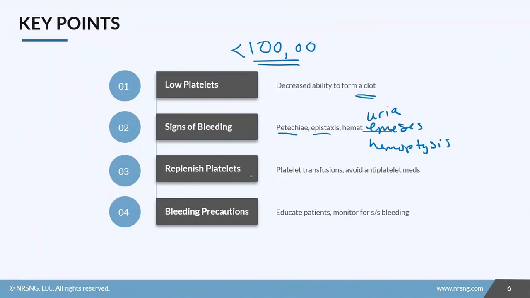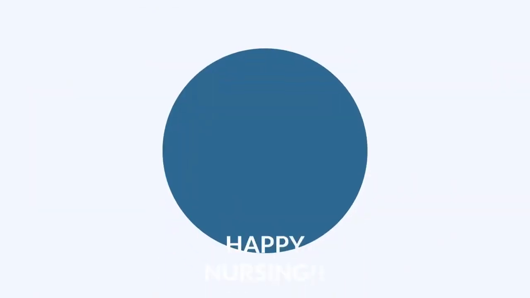We want to replenish their platelets, give them platelet transfusions, and avoid those antiplatelet medications like aspirin, clopidogrel, and heparin. And then we want to monitor for bleeding, put the patient on bleeding precautions, and make sure they know what to do and when to report signs of bleeding to their provider. So those are the basics for thrombocytopenia.